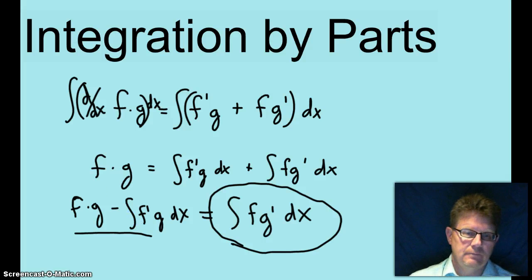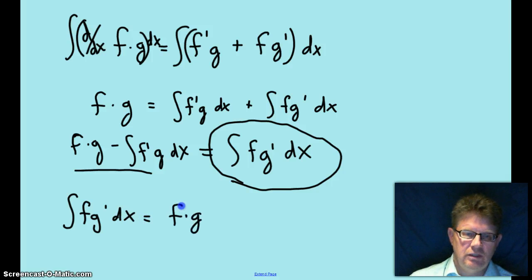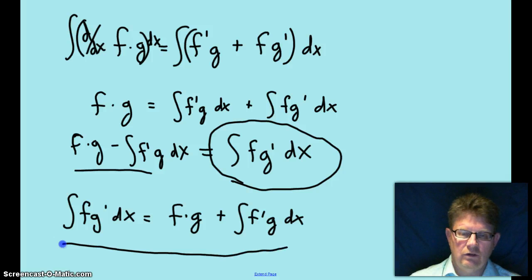Alright, so why don't we use the symmetric property that you learned in geometry: the integral of f g prime dx equals f times g plus the integral of f prime g dx. That is how you're going to use integration by parts.